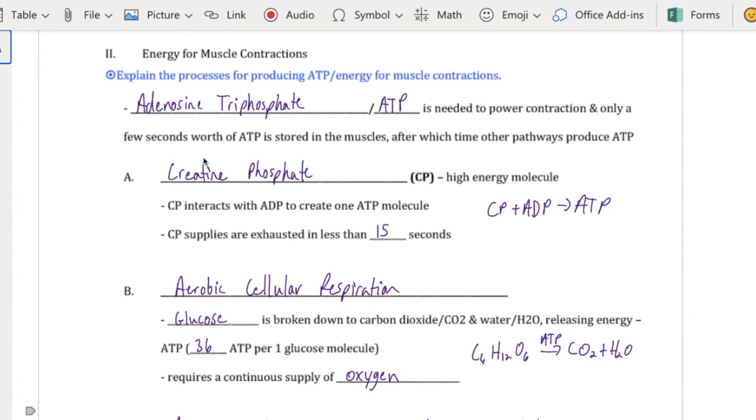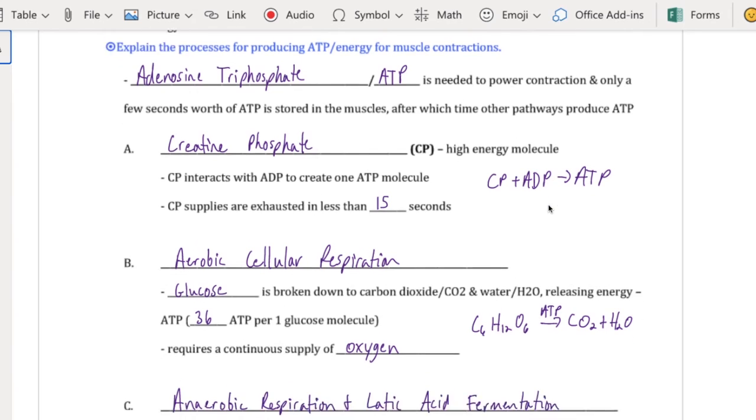And then last but not least, we have energy for muscle contractions. We have ATP, or adenosine triphosphate, which is needed to power the contraction. It's stored in muscles for only a few seconds, after which other pathways produce ATP. So we have creatine phosphate, CP, which is a high energy molecule, and CP interacts with ADP to create one ATP molecule. All the supplies of creatine phosphate are exhausted in less than about 15 seconds. So as we see here, creatine phosphate plus ADP yields ATP in a chemical reaction.